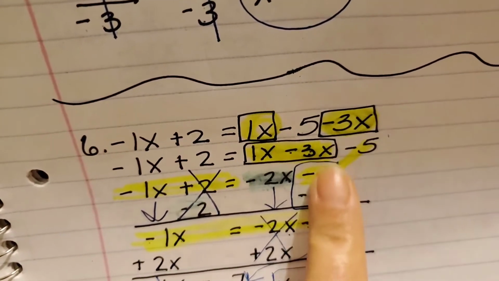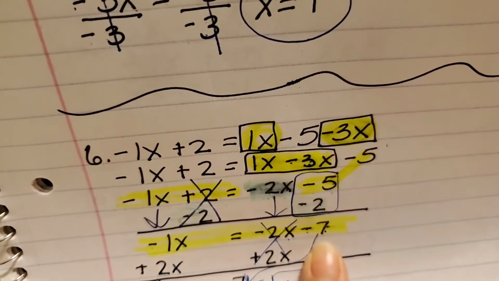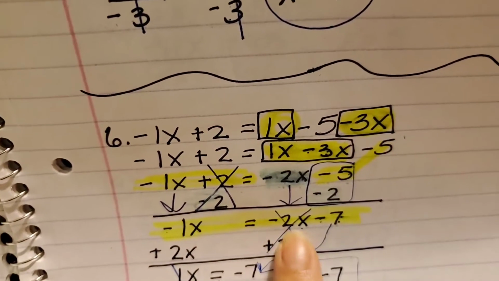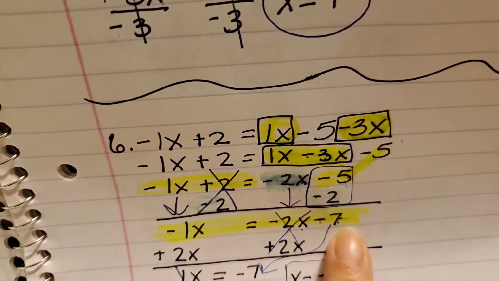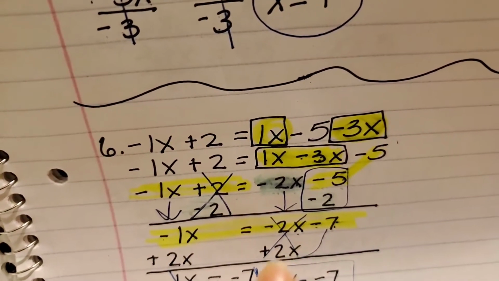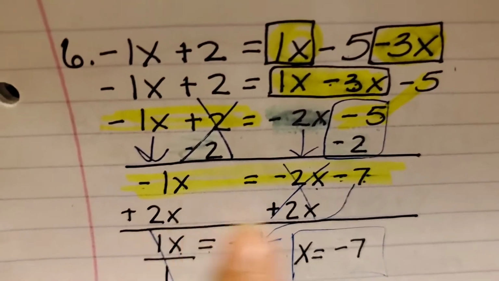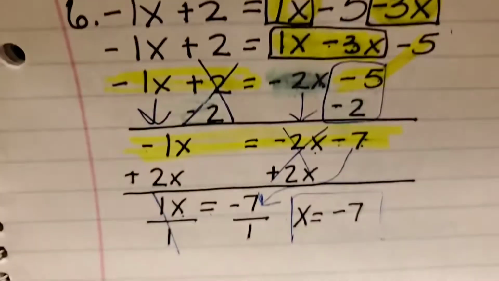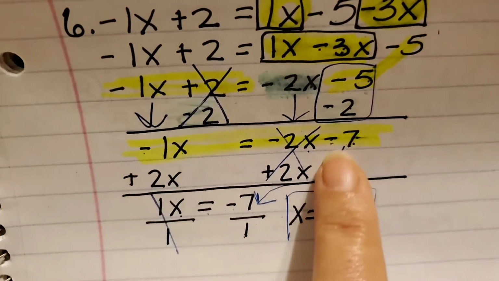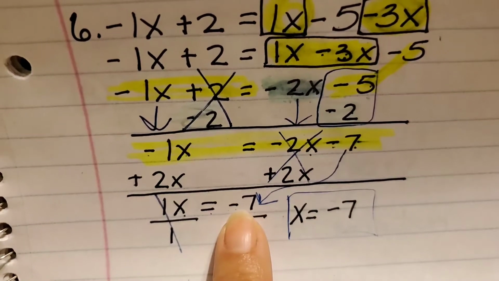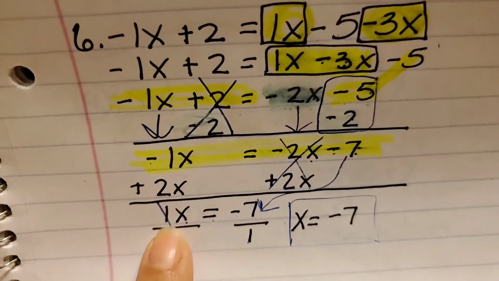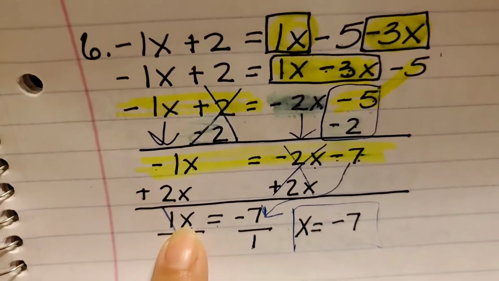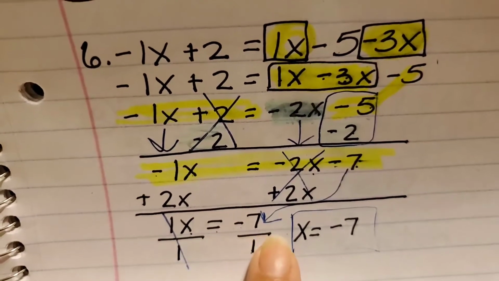And this is the part of the problem that is either added or subtracted. So I have negative 1x equals negative 2x minus 7. I want to move this x over here. So I have to do the opposite, plus 2x, plus 2x. And then the negative 7 comes here. This ends up with an x. And again, there's a 1 there. So my answer is x equals negative 7. Okay.